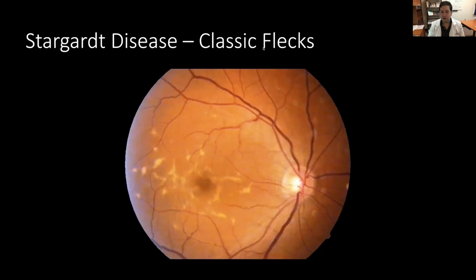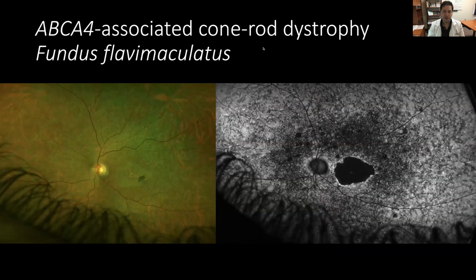Here's a color fundus photo of the right eye showing the classic yellow hypopigmented flecks in the parafovea, the peripheral macula of this patient with still quite well preserved foveal pigmentation. But here's another example. Here's a patient with a spectrum of ABCA4 associated dystrophy that we call fundus flavimaculatus. This is an older patient, and they have widespread flecks across the posterior pole.